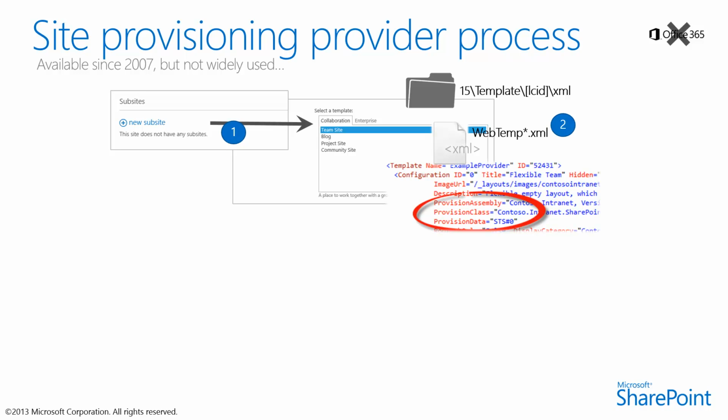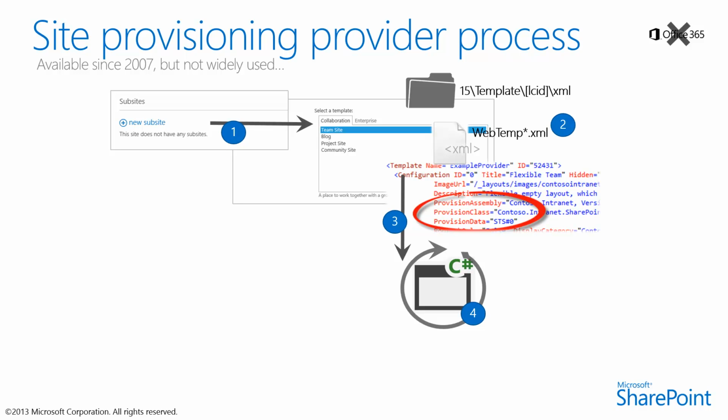What we're essentially deploying within the WebTemp XML, we're taking advantage of the provisioning assembly, provisioning class, and optionally provisioning data elements, where we're essentially saying to SharePoint that whenever the end user chooses this template, we will take full responsibility of provisioning that new site. And what it means is that when SharePoint gets this command, SharePoint initiates that provisioning class and executes our external provisioning provider, and then it's up to us what will happen.